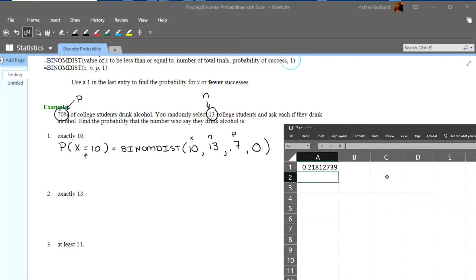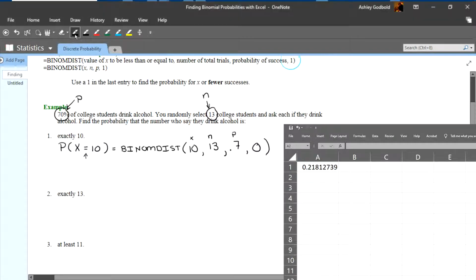Okay, so the probability that exactly 10 students say they drink alcohol is therefore 0.218, to 3 significant figures. And if you wanted to, you can convert that to a percentage, but I'm going to just leave it as a decimal.